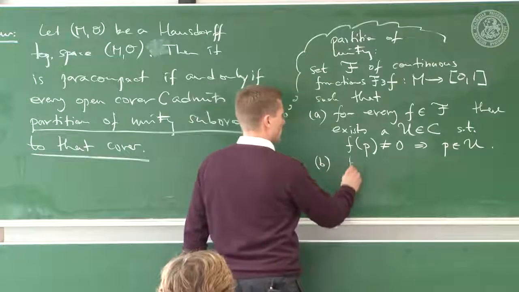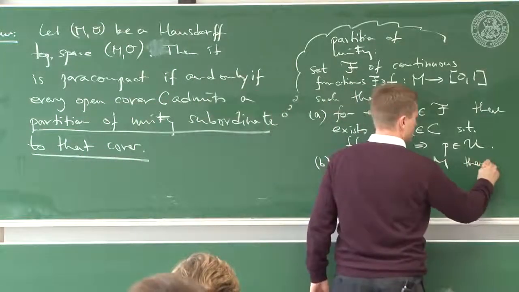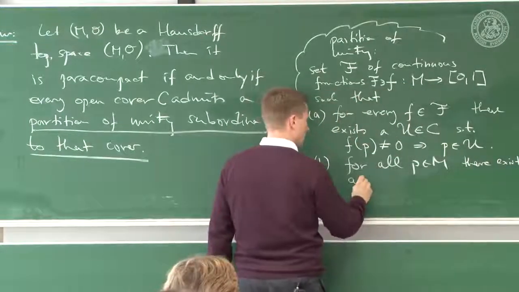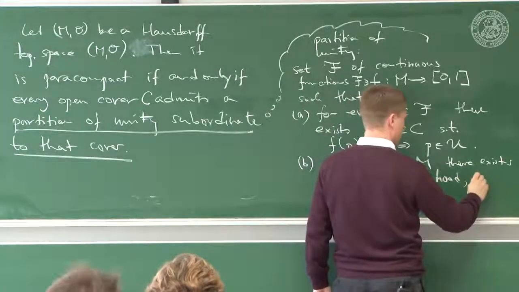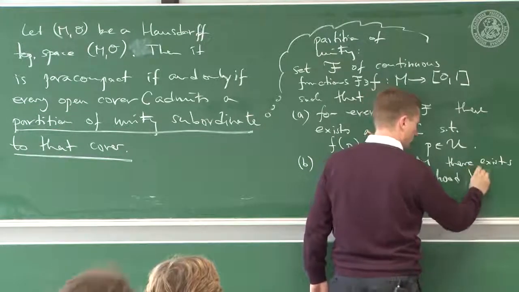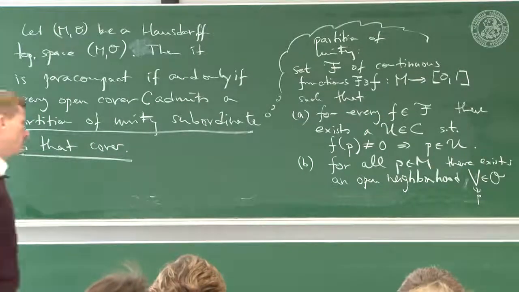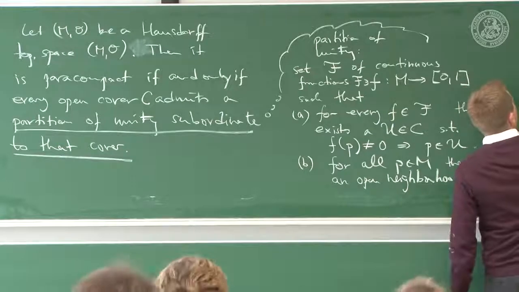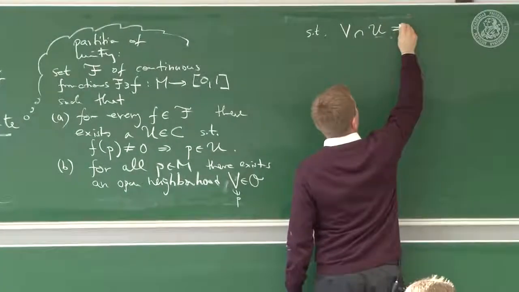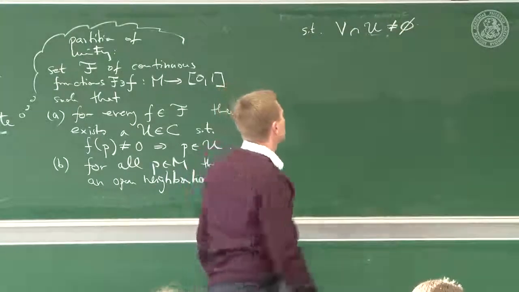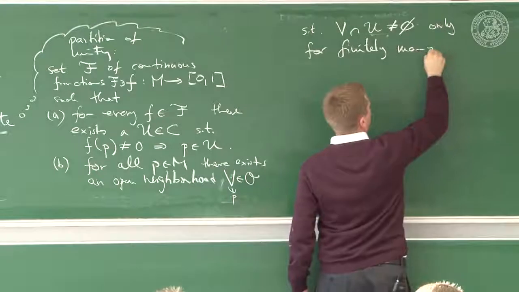The second condition is that for all points p in the manifold, there exists an open neighborhood, a long word for saying there exists an open neighborhood V that contains p and that itself is open, such that V intersection U is non-empty only for finitely many U in the cover.